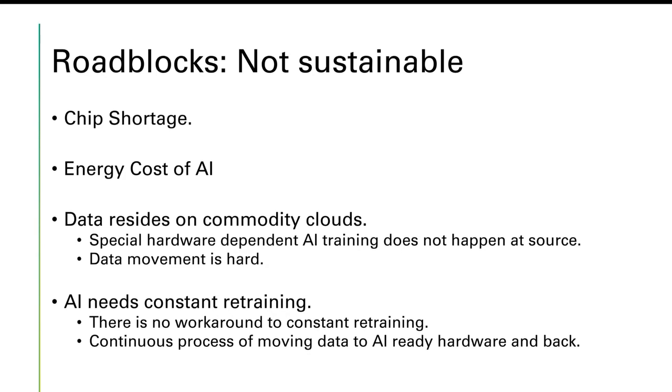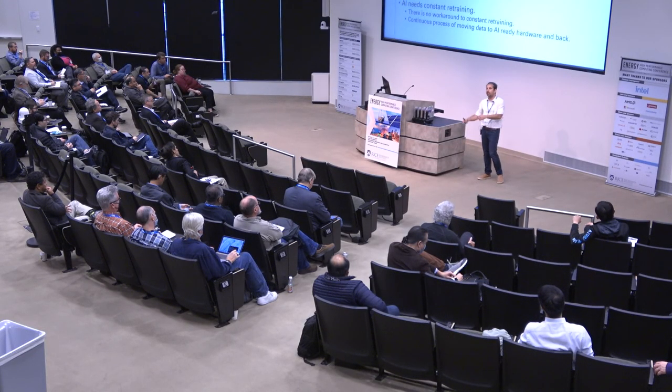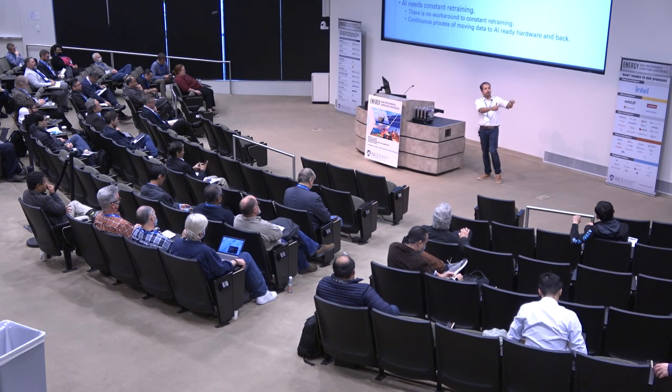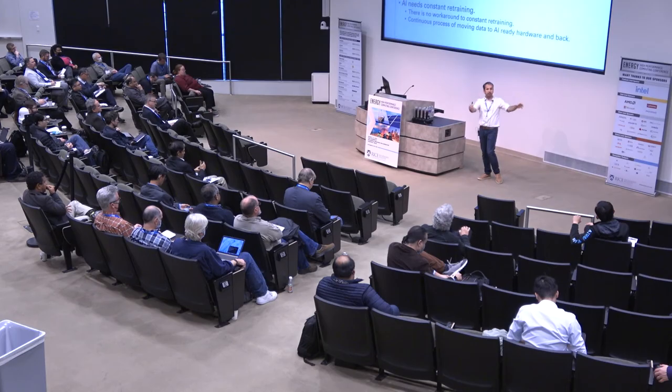So the best way to use AI is to retrain, which is what is done in most of the industries, right? Most of the search industries and NLP engines require constant retraining. And constant retraining means that you are in the cycle again and again. Pull out data from an infrastructure where data is generated, send it to an AI-ready infrastructure, train a model, deploy, continue. The data movement cost itself is becoming a major burden.